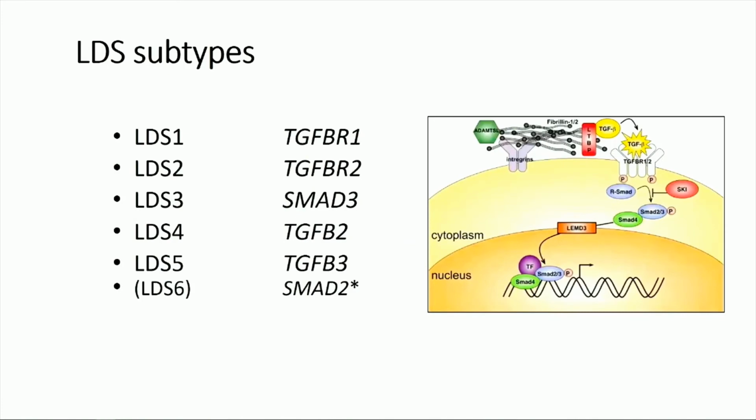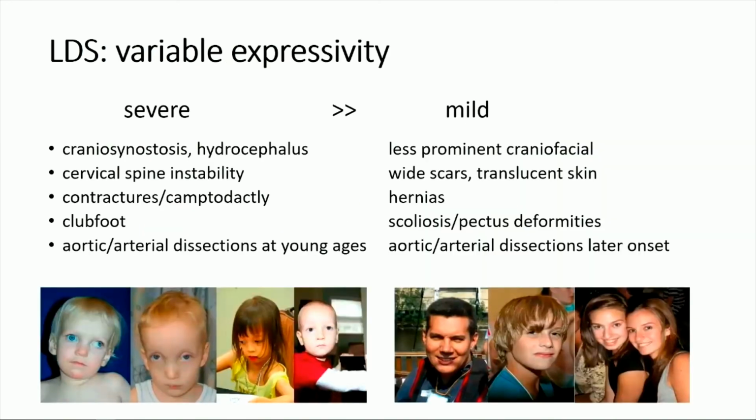So currently there are 5 subtypes of Loeys-Dietz syndrome. They're all genes involved in this pathway called TGF-beta pathway. You know, there's possibly a 6th gene, and there are certainly more genes in discovery for Loeys-Dietz syndrome. There can be quite variable expressivity.